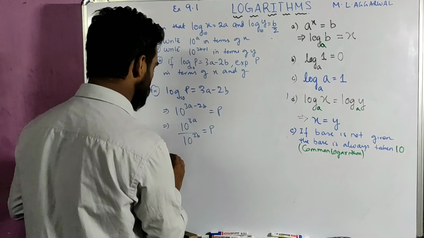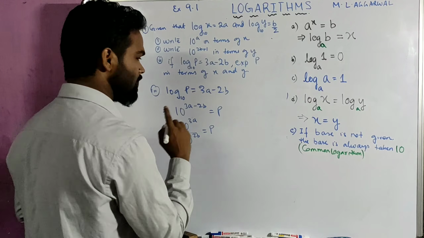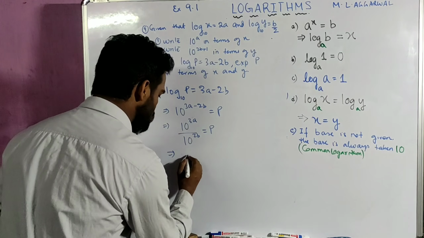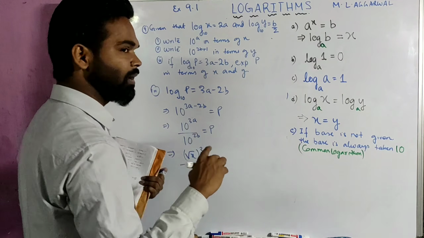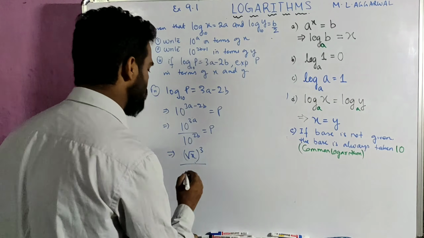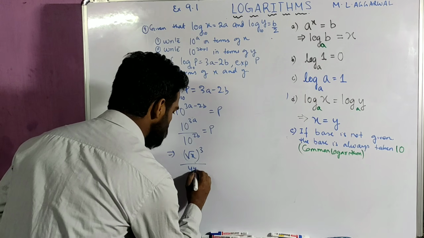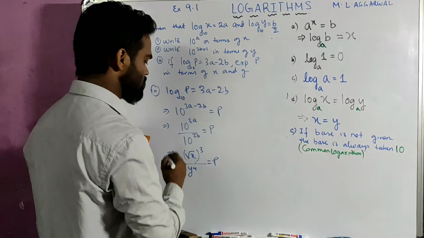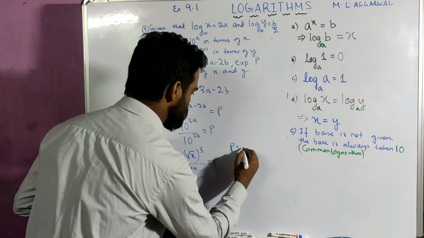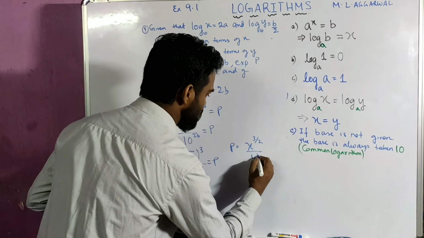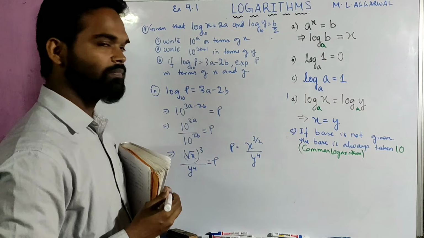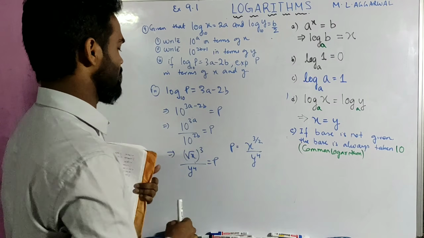Now we know 10 to the power a is root x, so this will be root x whole cube, and 10 to the power 2b we know is y to the power 4. So this is my answer. This can be written as p equals x to the power 3 by 2 by y to the power 4. Clear? Now we look at the next sum.